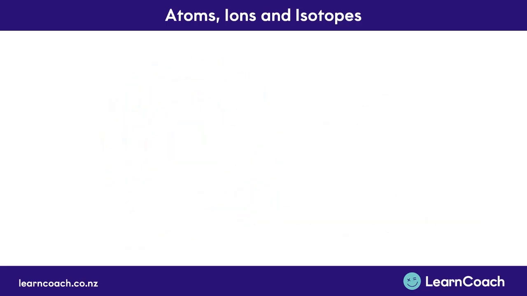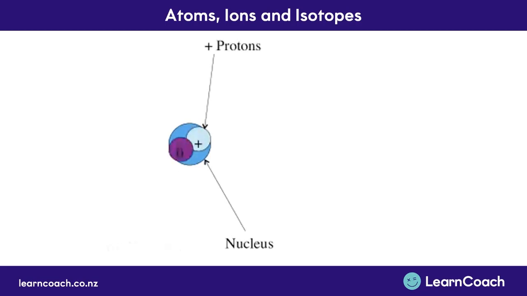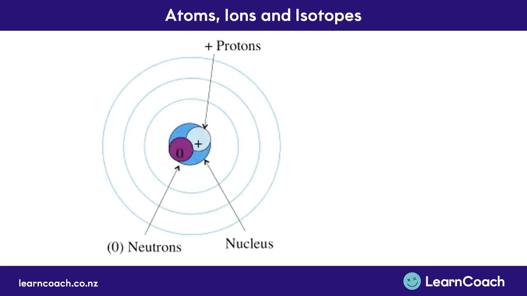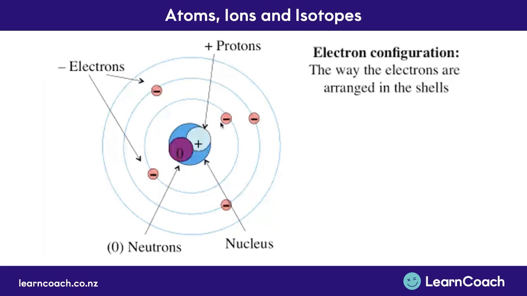Alright, what you need to know from this video. You need to know that there's a solid center in the middle of an atom. This is called the nucleus. The nucleus is made up of positive protons and neutral neutrons with no charge at all. There are rings around the atom which are filled up with negative electrons. Now all these gaps in here are just purely empty space. Now the electron configuration is the way these electrons are arranged in the shells, arranged in these rings here. In this case it would be 2, then 3.